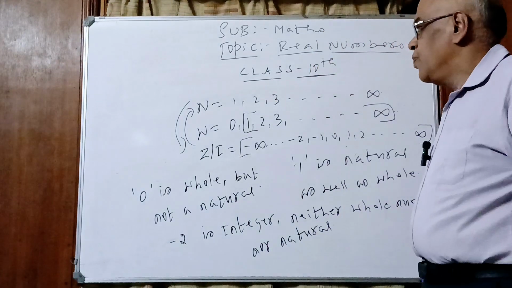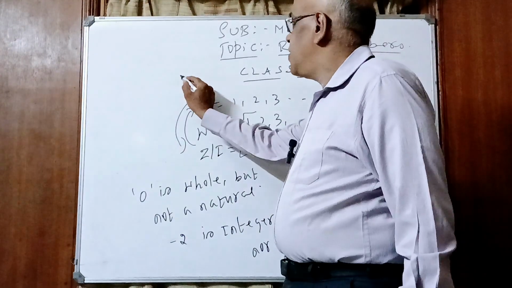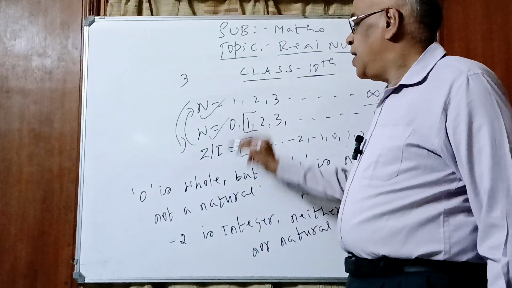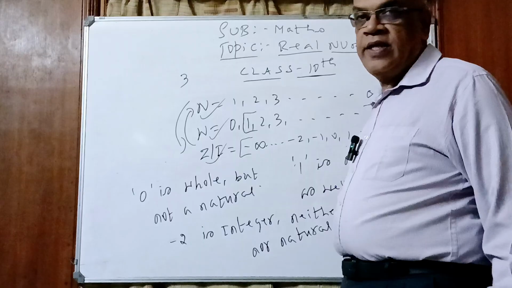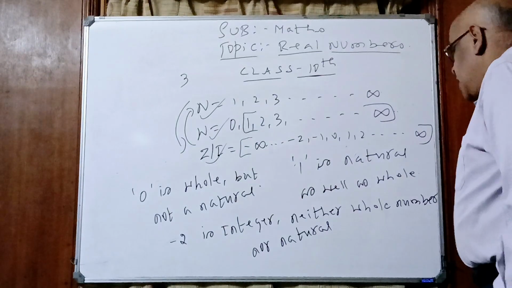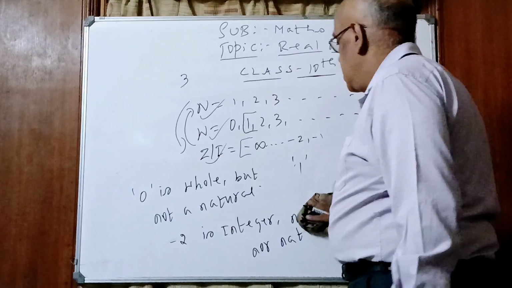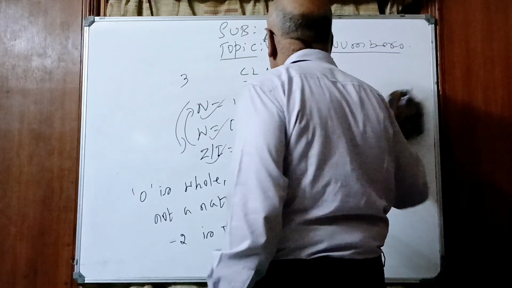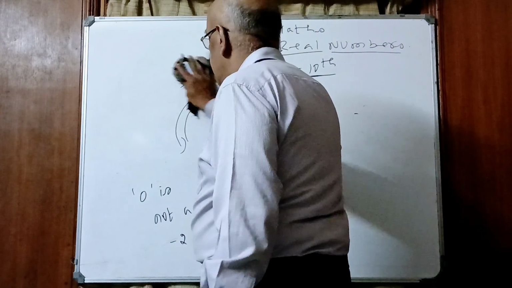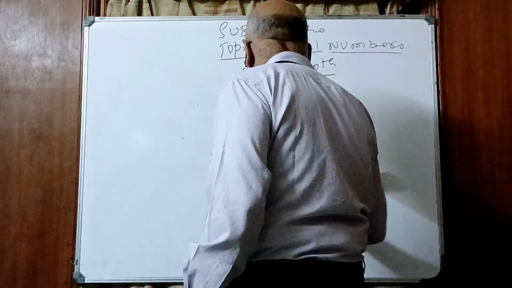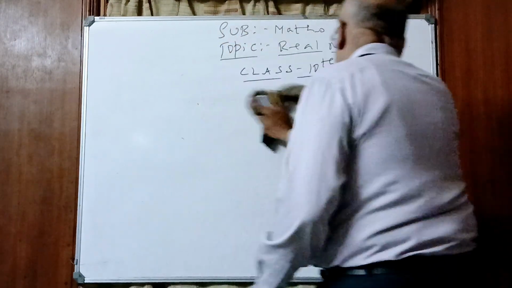Yes or no? Take for example 3. Is it a natural number? Yes. Whole number? Yes. Integer? Yes. Another hint I will give you, children, on how to remember. Among these three sets of numbers, which is bigger? Integers. Then whole numbers. Which is the smallest? Natural numbers.